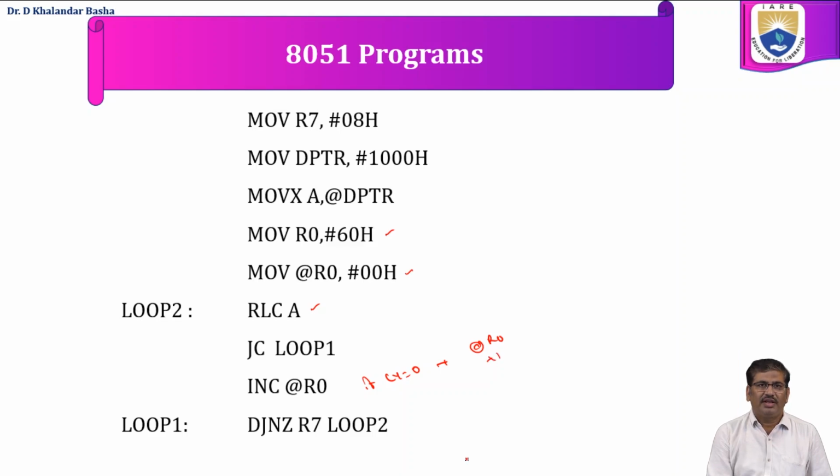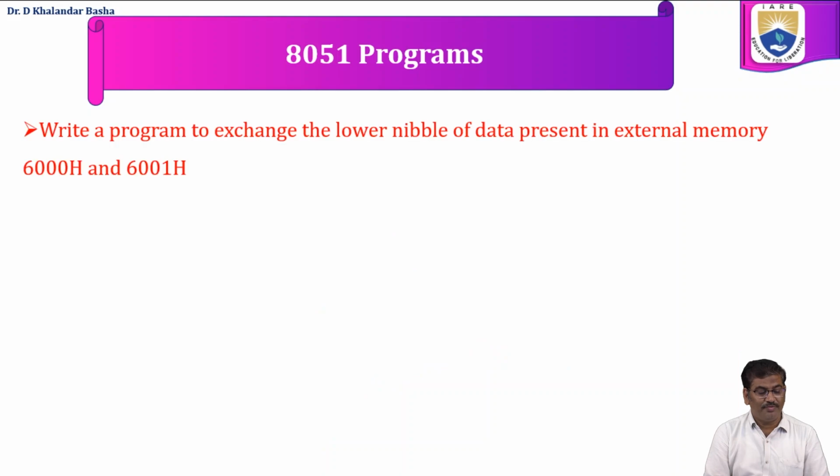Right. So for every bit checking, we will decrement the count which is in R7. If R7 is non-zero, go to loop. So again, shift these contents towards the left side by 1 bit. We will check whether it is 0 or not. Like this, 8 times it will be repeated. Next we will see the next program.